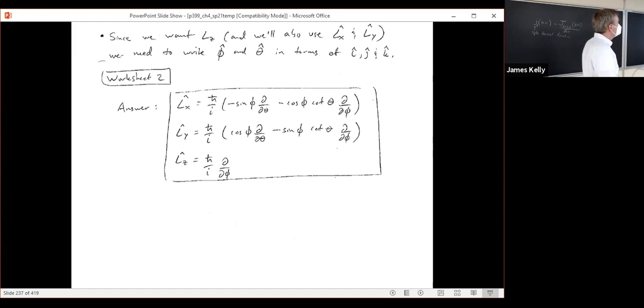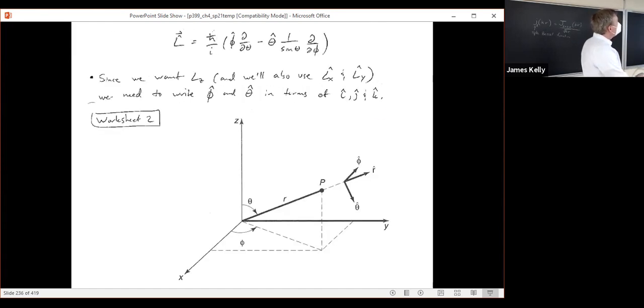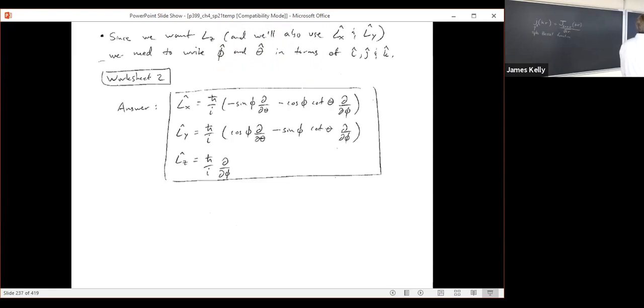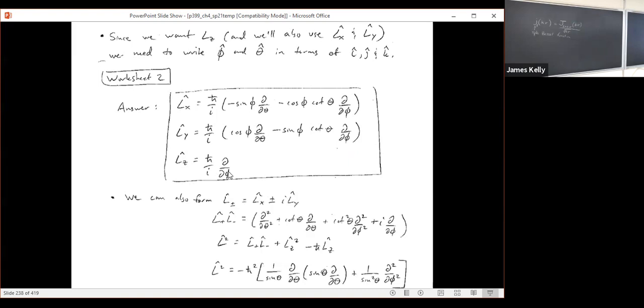And we were able to write what theta hat is in terms of x hat, y hat, and z hat, and spherical coordinate functions. Same thing for phi hat. And then we write those in there, and then we'll get L hat as x hat, y hat, z hat components. And here is the x hat component. Here's the y hat component, and here's the z hat component. Okay, kind of nice. That's where we ended up last time. You started working on worksheet 2, and then I sort of just showed how it worked, I think, at the end.